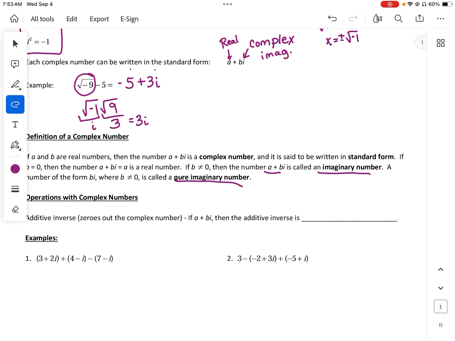So we are going to do operations with complex numbers. We're going to combine them and simplify them, just like we would simplify an expression with x's and x squareds and all of that. An additive inverse zeroes out the complex number. So for a plus bi, the additive inverse would be the complete opposite of that: negative a minus bi. That is your additive inverse.